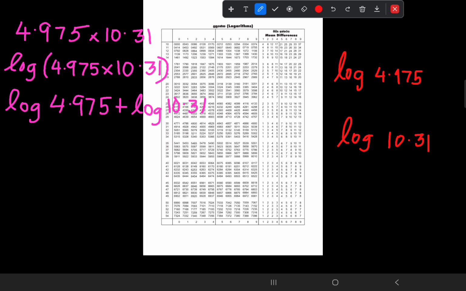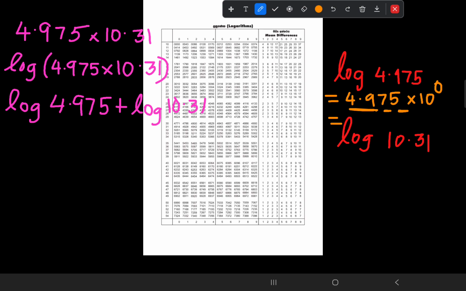Before that, I will recall how to find the logarithmic value. You have to express this number in scientific notation. It would be 4.975 multiplied with 10 to the power of 0. Thereafter, we need to use the table: 49th row, 7th column, plus 5th mean difference.